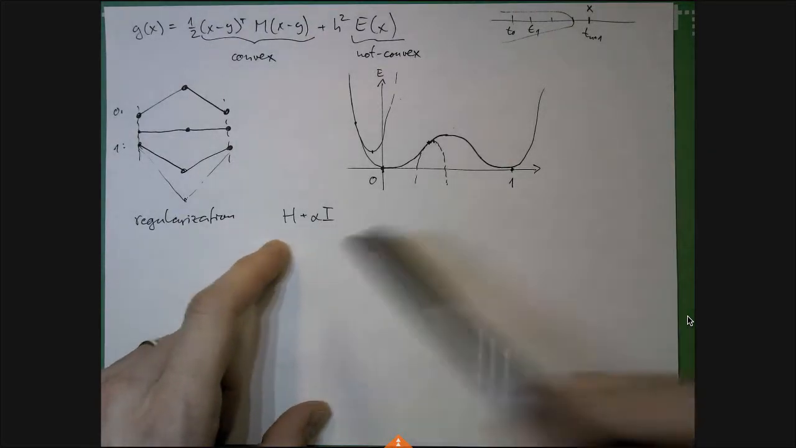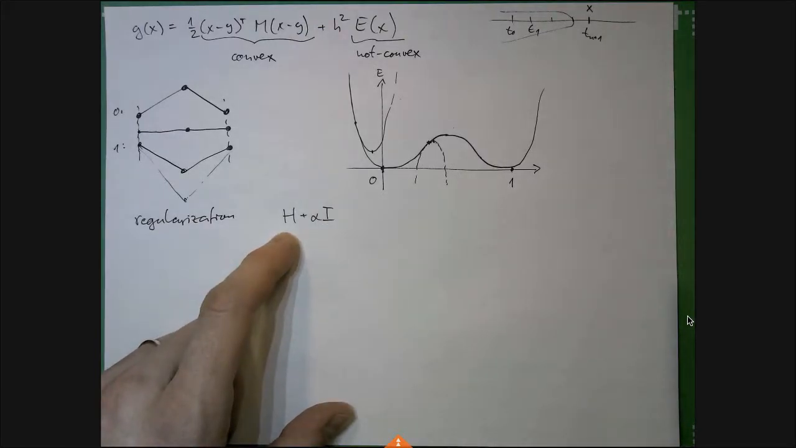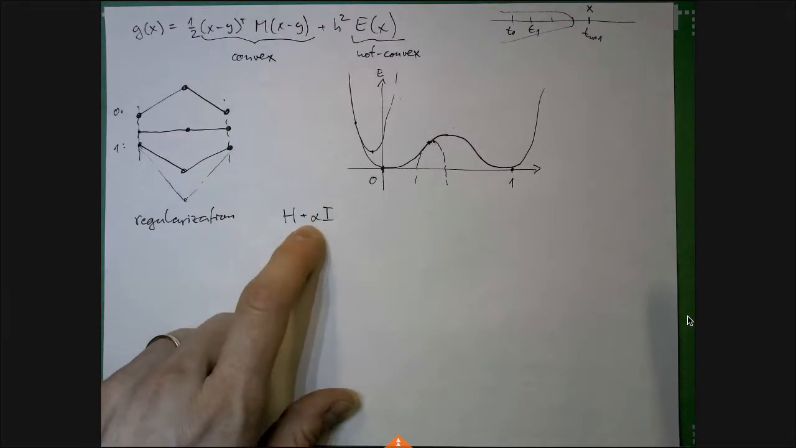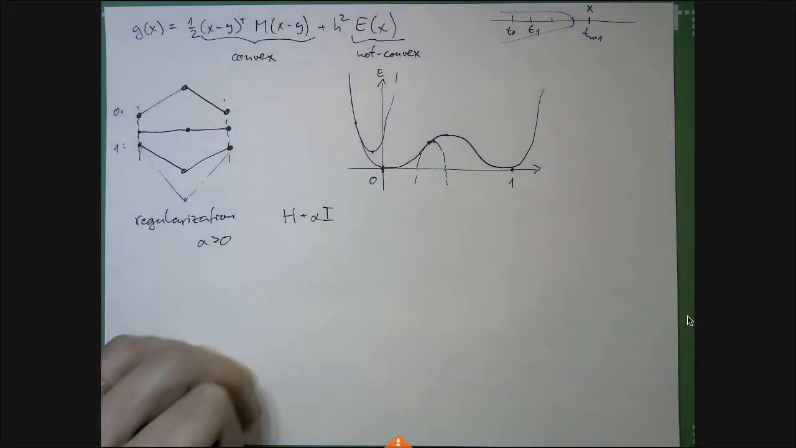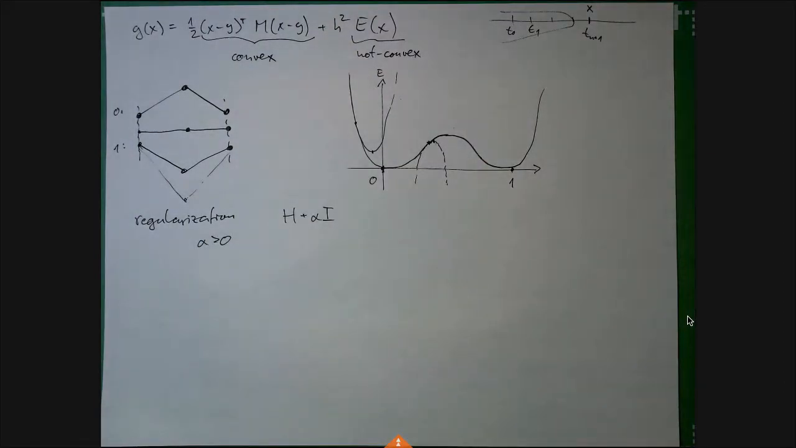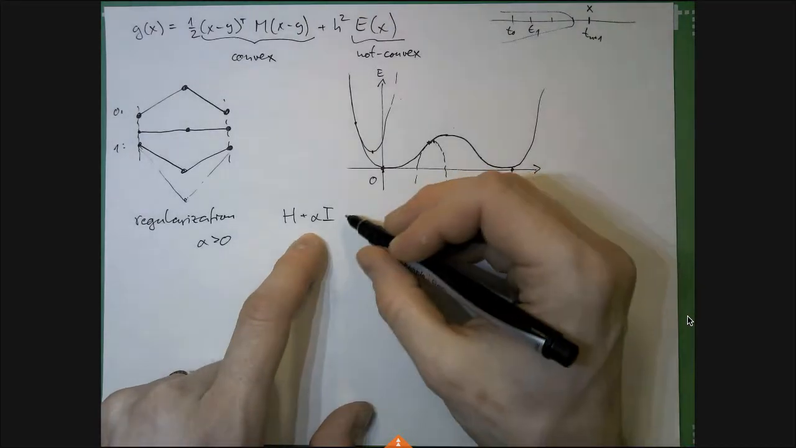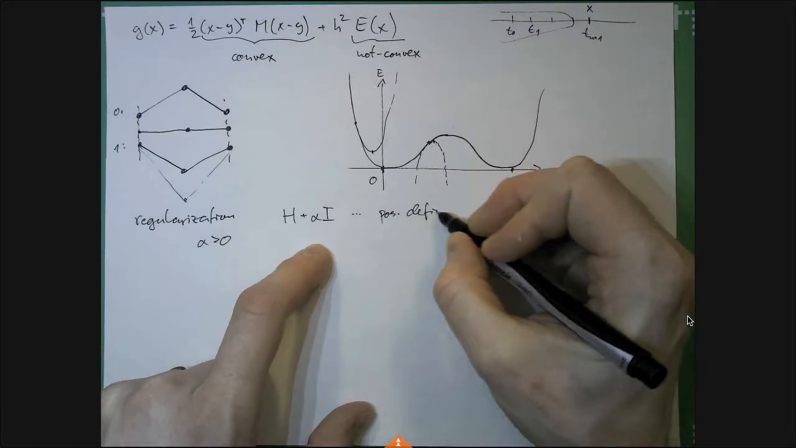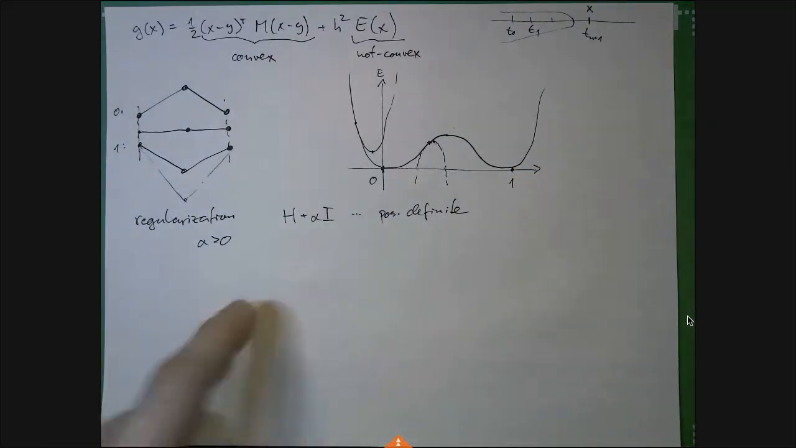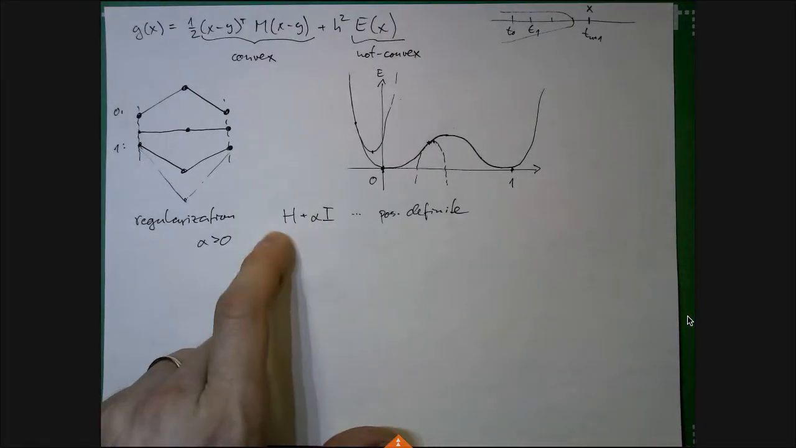So the idea is simple. If you don't like your H, if your H is giving you trouble, if the H is indefinite and giving you ascent directions in Newton, then we will make it behave by adding a multiple of identity. Well, alpha is a scalar, which is presumably positive. Okay? And I claim that I can always find an alpha to make this matrix positive definite. By doing this, if I take a big enough alpha, I can make it positive definite.